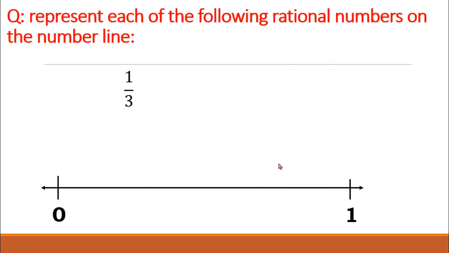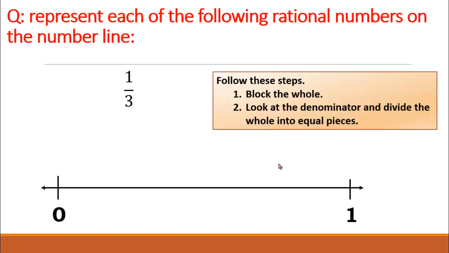Represent each of the following rational numbers on the number line. The first one I want to represent is 1 over 3. The first step we do is block the whole, meaning that I decide what whole numbers I'm going to use. 1 over 3 lies between 0 and 1. Look at the denominator and divide the whole into equal pieces. My denominator here is 3.